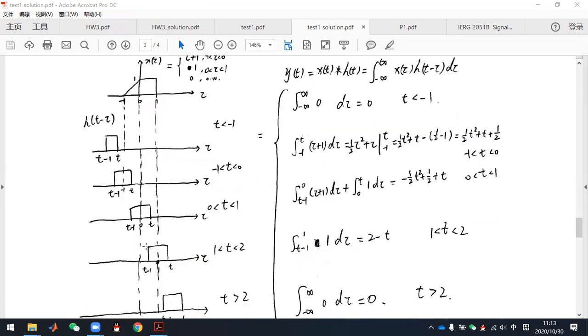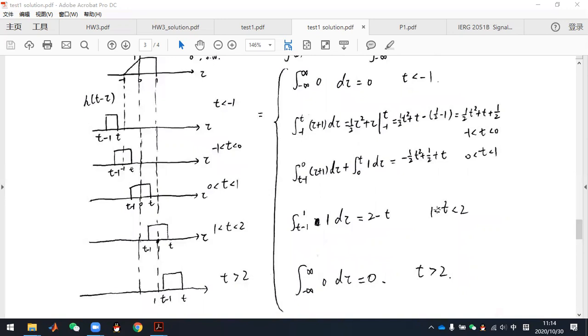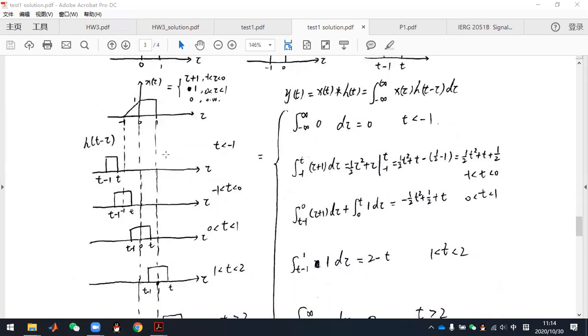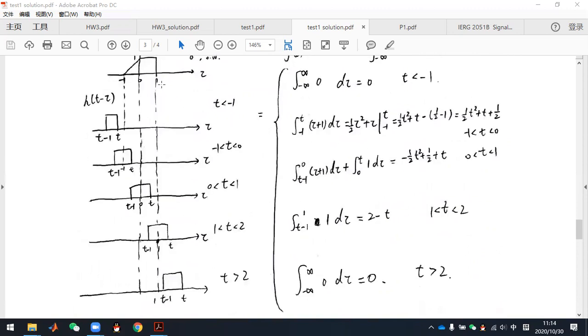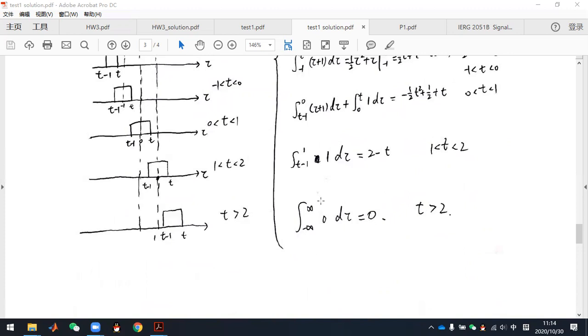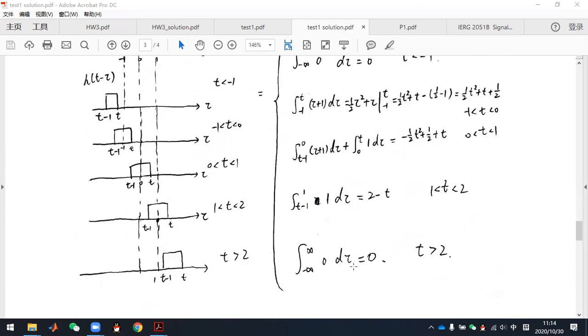And then we further shift the h to the right. This time, t is larger than 1, and the t minus 1 is between 0 and 1. So the final region of t is between 1 and 2. This time, both x and h take the value of 1. So the integral region is between t minus 1 and 1. So the result of the integral is 2 minus t. And then when t minus 1 is larger than 1, in other words, t is larger than 2, either h or x is equal to 0. So the integral is equal to 0.